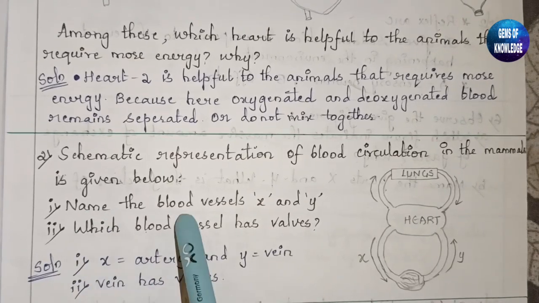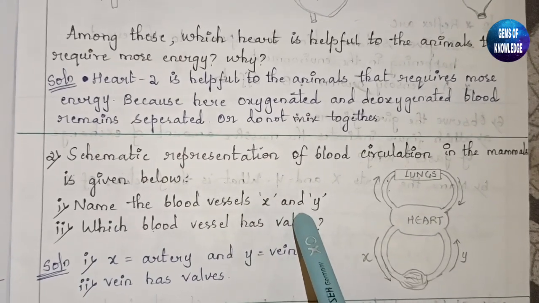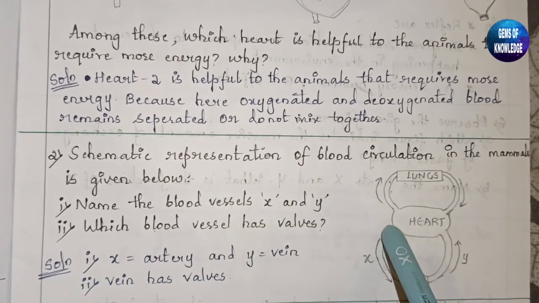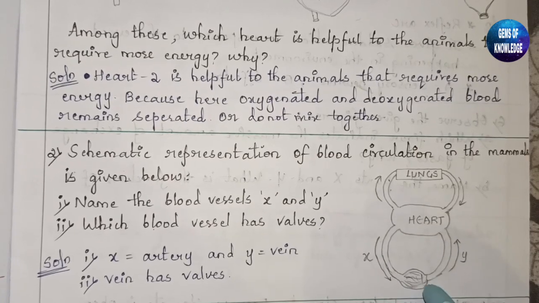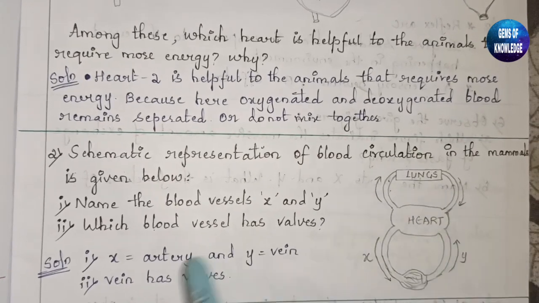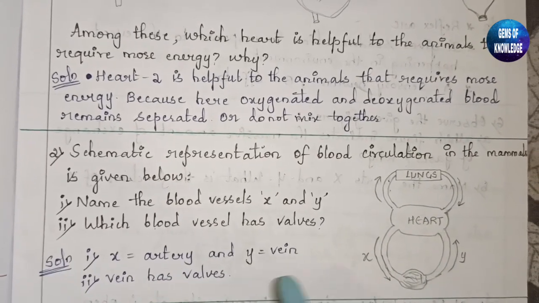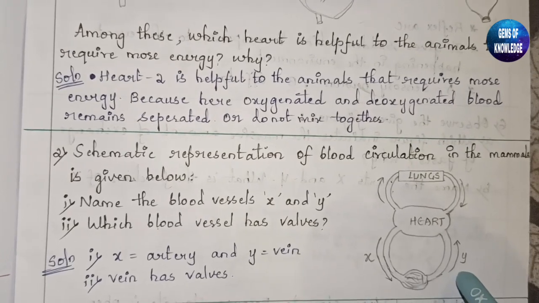Name the blood vessels X and Y they have given. X is the artery and Y is the vein. So what has valves? The vein has valves.